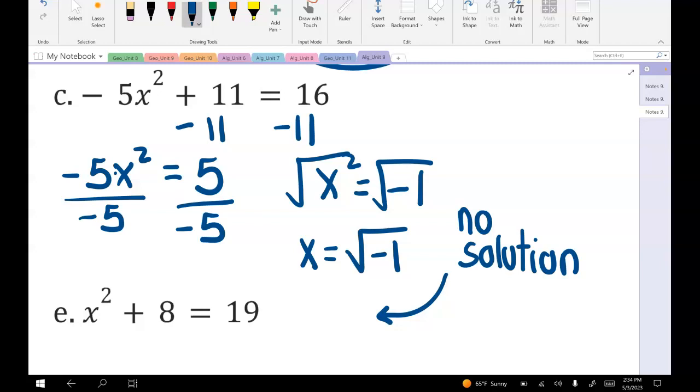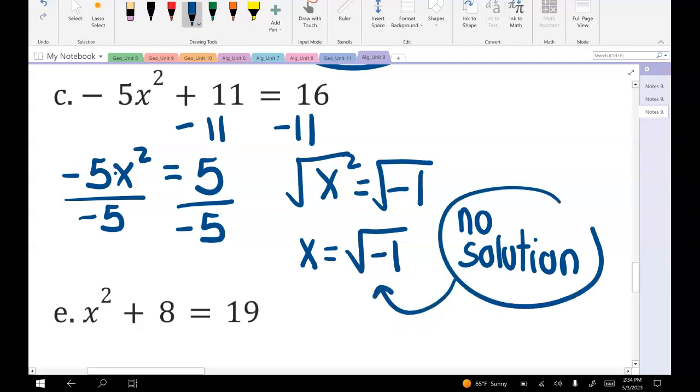Oop, not for that one. My arrow needs to go up. And you can never take the square root of a negative number. In algebra 2, you'll talk about imaginary numbers, which are just the square roots of negative numbers.